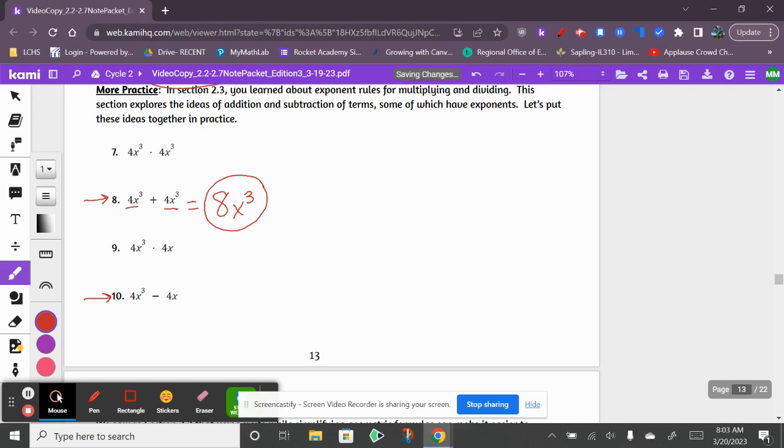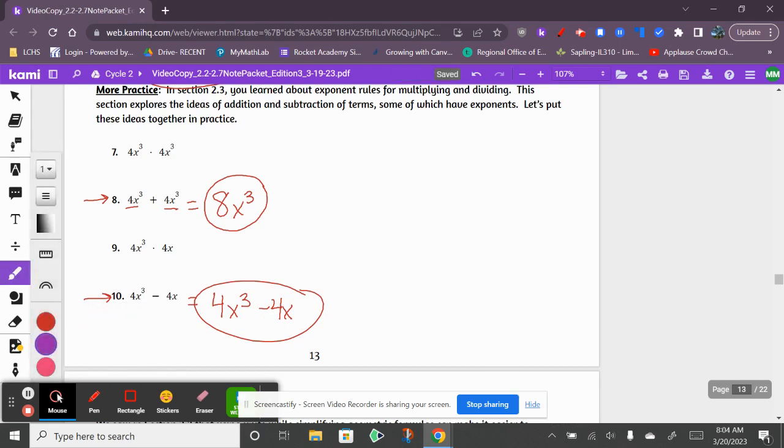For number 10, we have x's in both of them, but they're not raised to the same exponent. So if we ever have a case like this where there's no like terms, we would just give our answer as a repeat of the actual question. It's already as simplified as it can be.